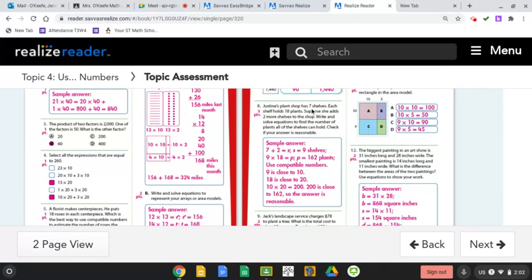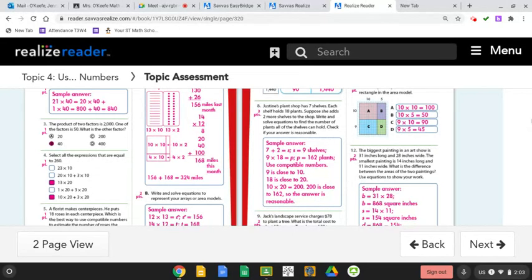But what they did is they added together the number of shelves. So 7 plus 2 is 9, so 9 shelves total. If each shelf holds 18 plants, 9 times 18 is 162 plants. They used compatible numbers. 9 is close to 10, 18 is close to 20. So 10 times 20 is 200. And since 200 is close to 162, the answer would be reasonable.